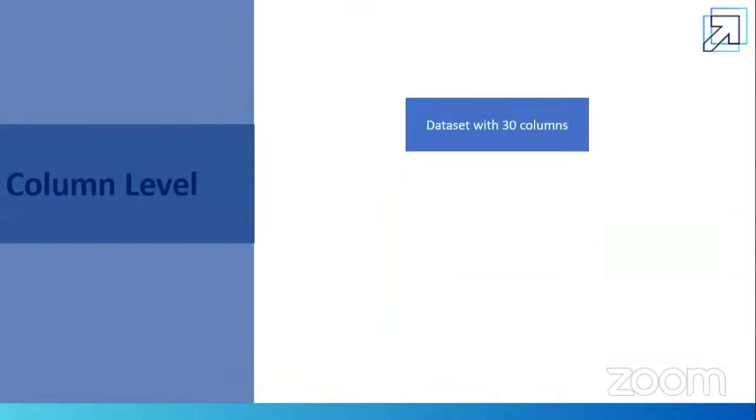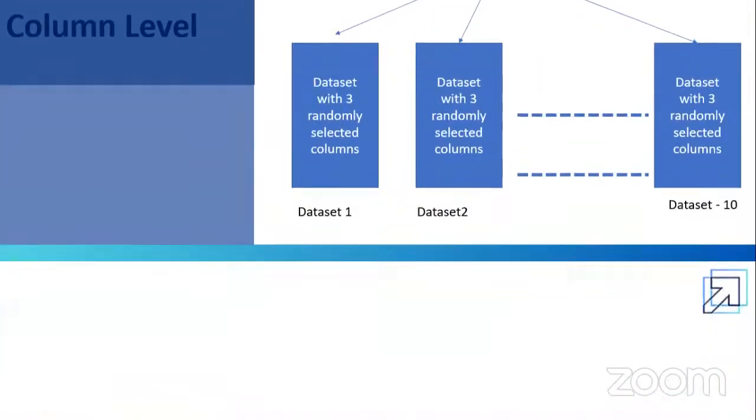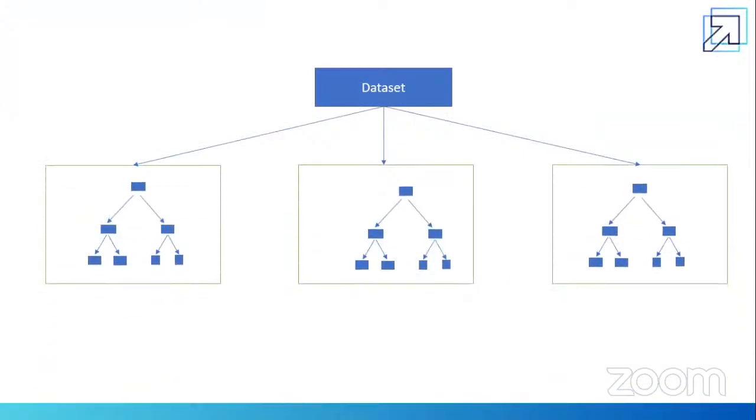And if we are splitting it on the basis of columns, so we have three different columns. If we split it into three columns, three columns, three columns, we have 10 different sets here. So we can split our data row wise or column wise, and we can build n number of decision trees. For example, this is my data set. I split it into three parts, and for each we have a decision tree here.